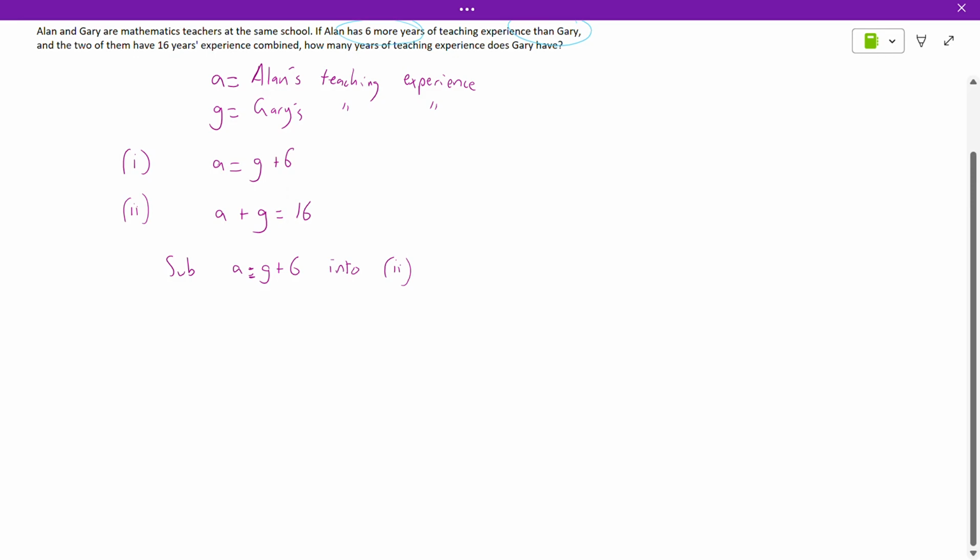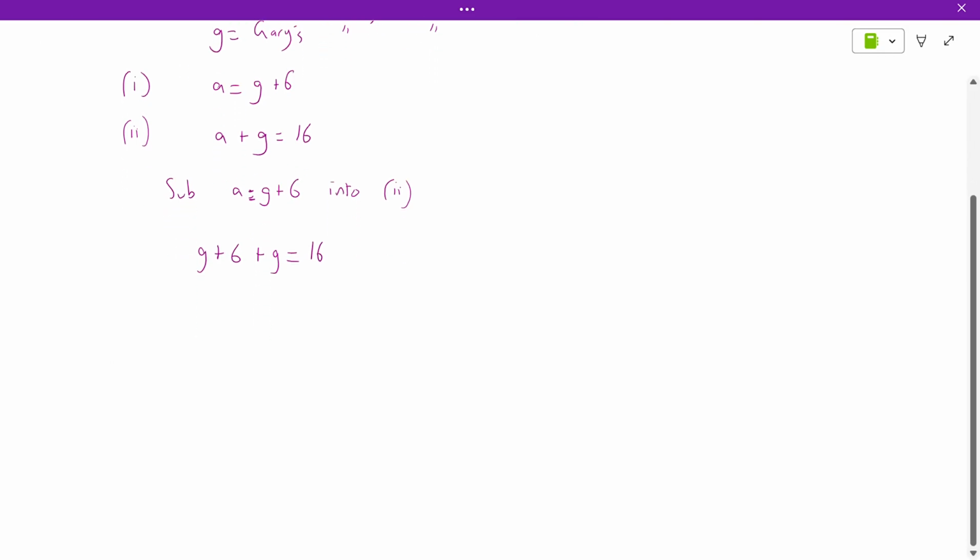Equation 2 is A plus G equals 16. So instead of A, we're going to write G plus 6, and then plus my next G equals 16. Now we're just going to solve for G.